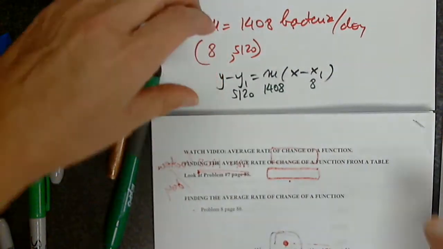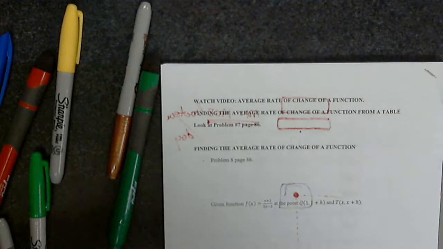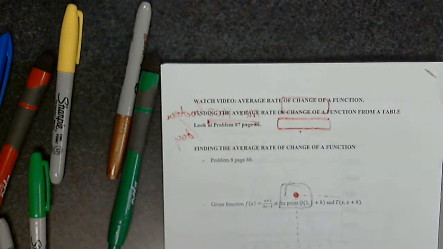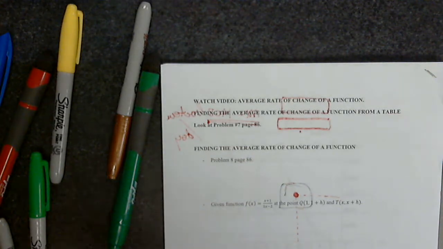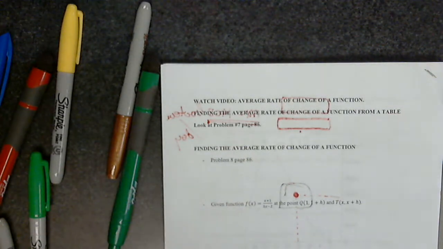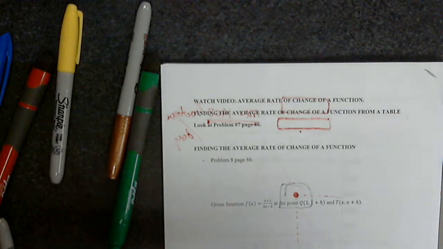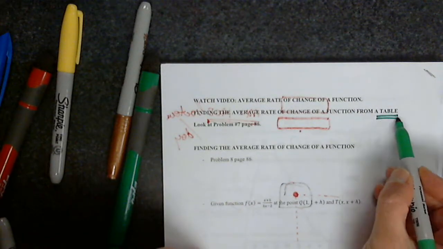So we can find the average rate of change of a function from its graph. Yes, I had the function, but we can still approximate quite accurately, even if we don't have the function and we just have the graph. So that's one way of determining the average rate of change. Here's another way. What if I am given a table?